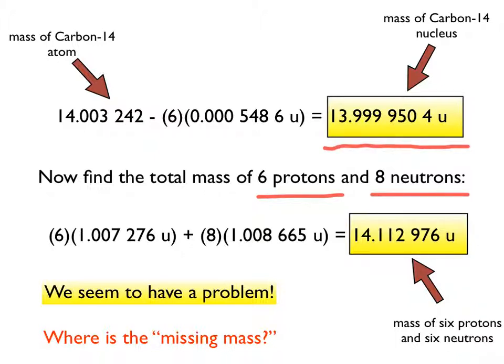So if we take the mass of a proton and multiply by 6, plus the mass of a neutron and multiply by 8, and add that up, we get 14.112976 atomic mass units. Whoa, we have a problem. Where's the missing mass? So again, what we see here is that the mass of the individual particles that make up a carbon-14 nucleus is greater than the mass of a carbon-14 nucleus. We seem to have something that's violating the law of conservation of mass.